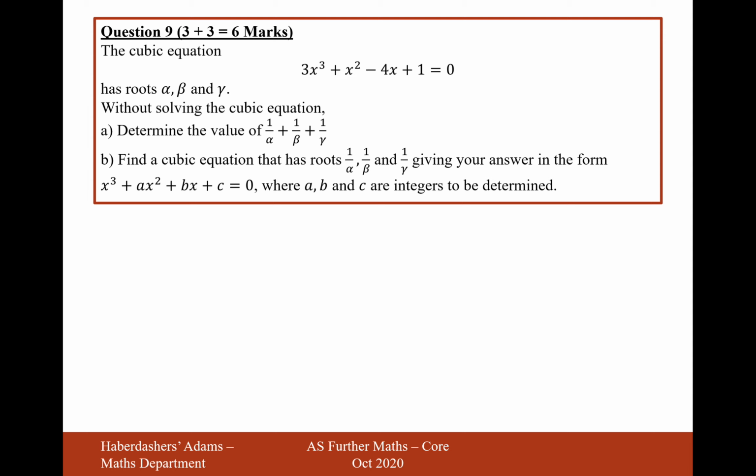So the cubic equation 3x cubed plus x squared minus 4x plus 1 has roots alpha, beta, gamma. Without solving the equation, determine the value of 1 over alpha plus 1 over beta plus 1 over gamma.